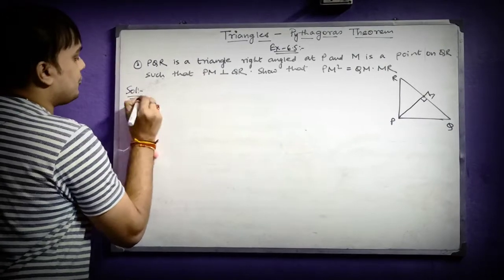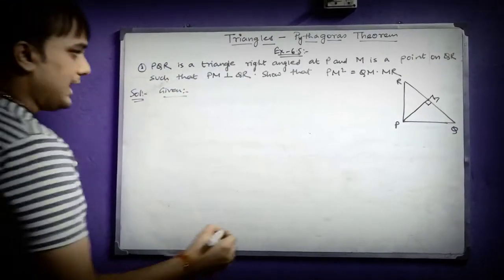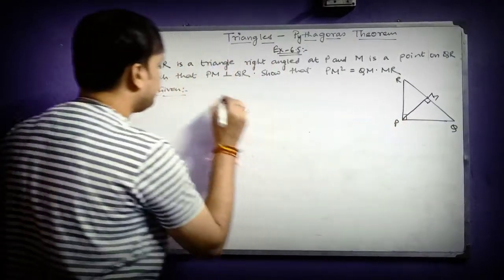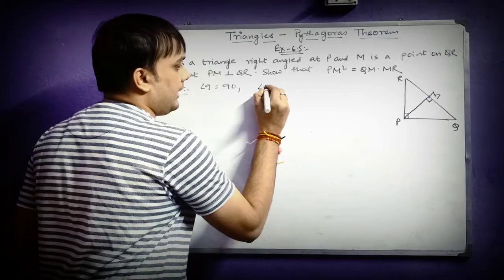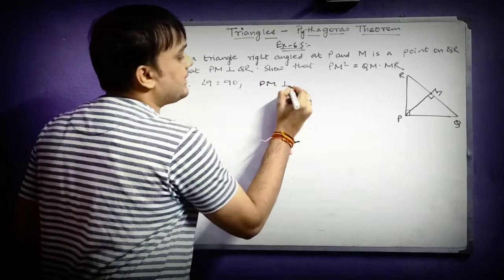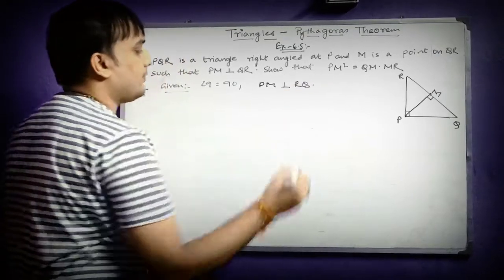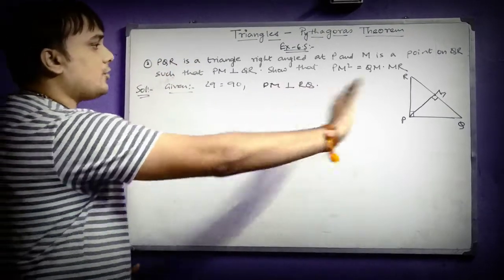What things are known to us? We don't know so many things here. We know that angle P is 90 degrees. Then we will write PM is perpendicular to RQ. Okay. So let us take first. This is given actually and we don't know any other things.